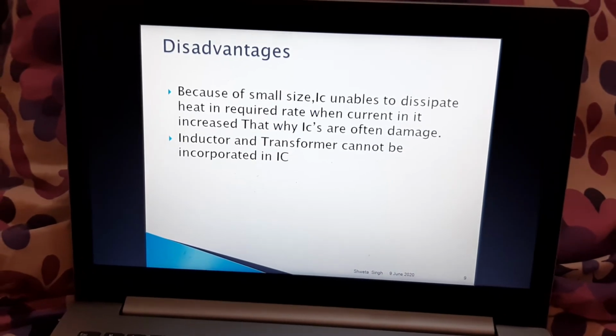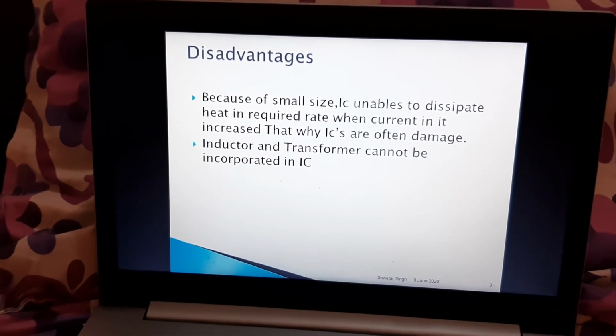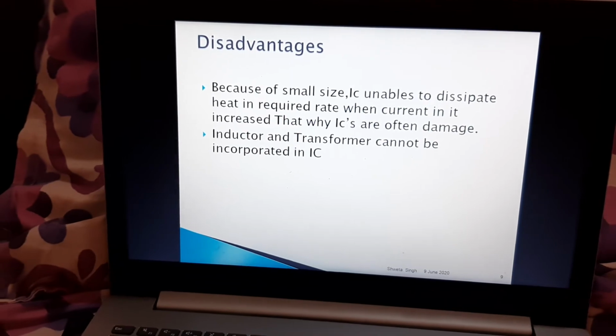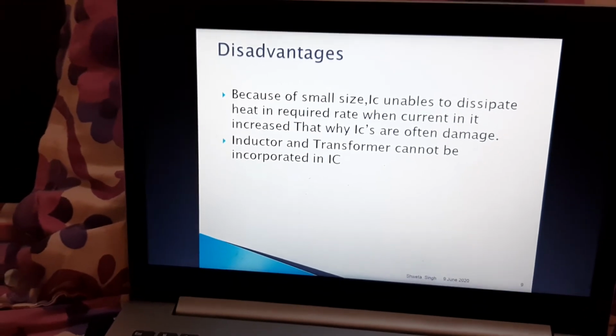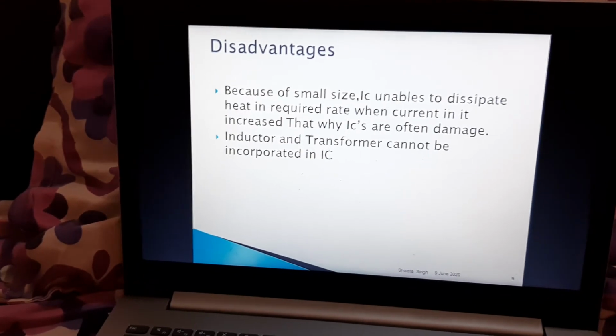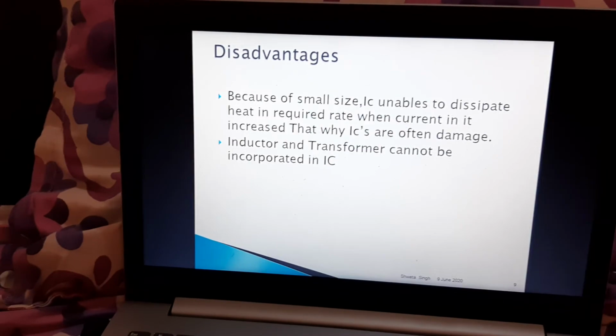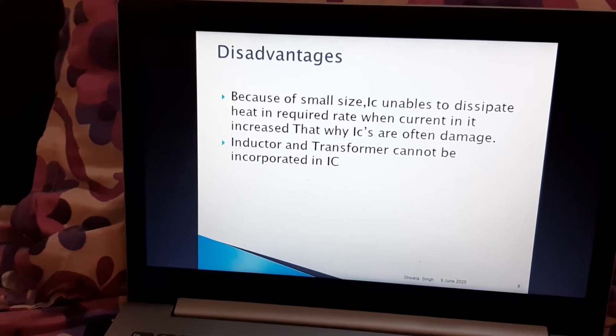Disadvantages. Because of small size, ICs are unable to dissipate heat at the required rate when current in them increases. That's why ICs are often damaged, because there is no facility for heat dissipation. Inductors and transformers cannot be incorporated in IC, means they cannot be fabricated in a single chip.